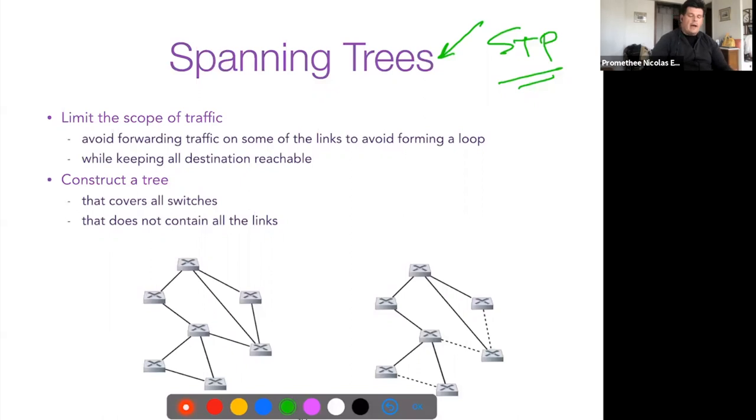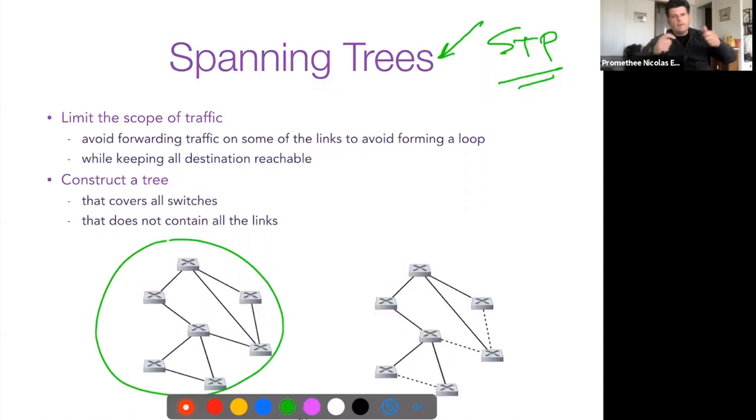So here I have this graph with switches. I need to find a way to disable, I mean, logically, some links. I don't think that you unplug the wires. No, you still need the wires, right? But you want to make sure that those here have been disabled. It means that I don't use them unless there's a topology change. So you build a tree.